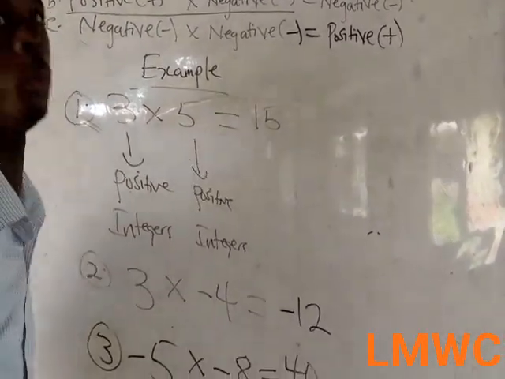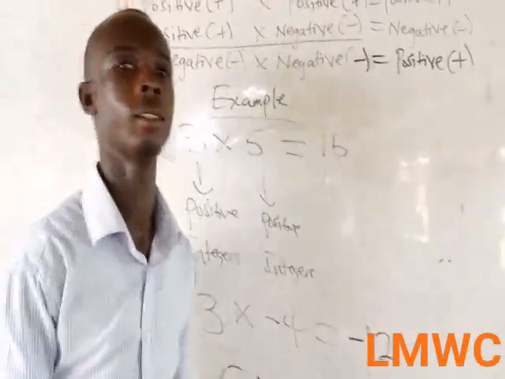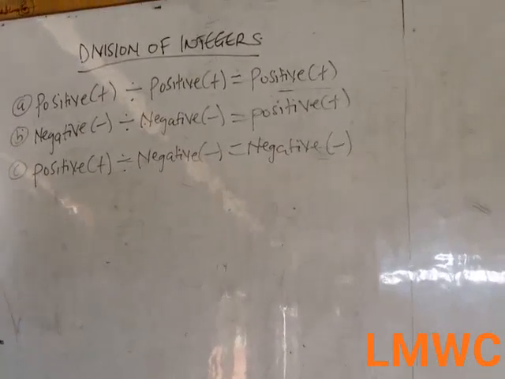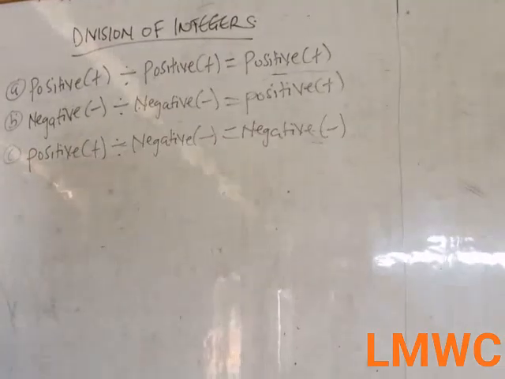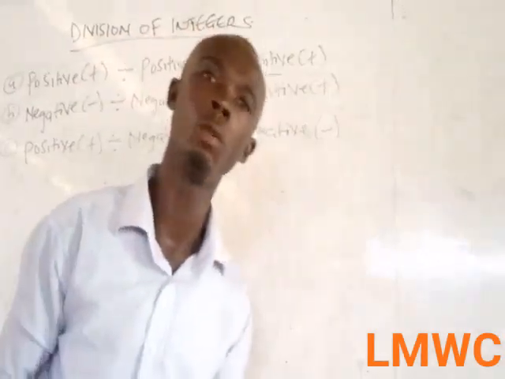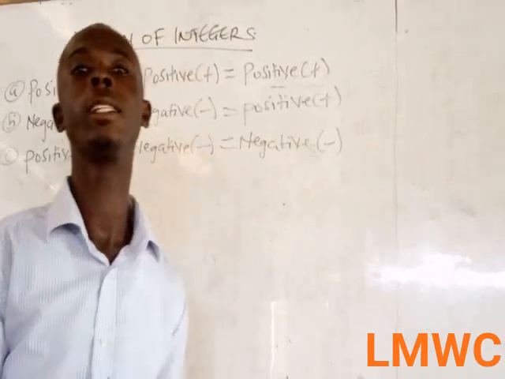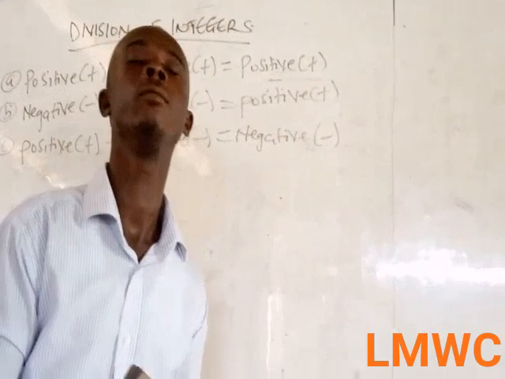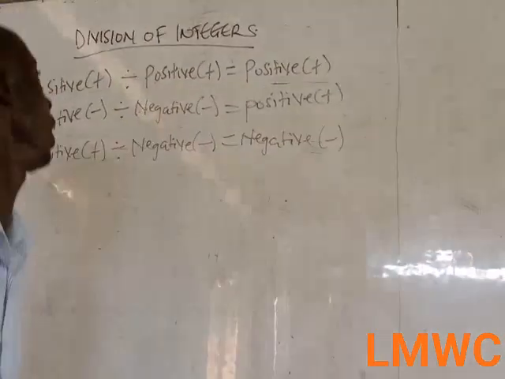Let's take the last operation of integers, which is division of integers. And always note that positive divided by positive integer will give us a positive integer. Negative integer divided by negative integer will give us a positive integer. But positive integer divided by negative integer will give us a negative integer. So let's take examples.